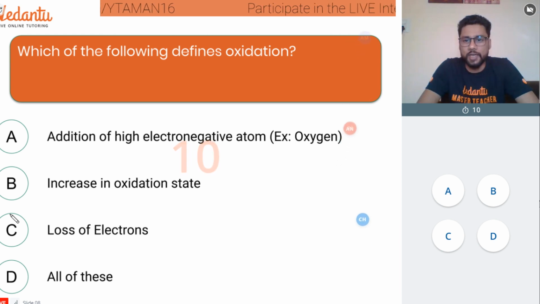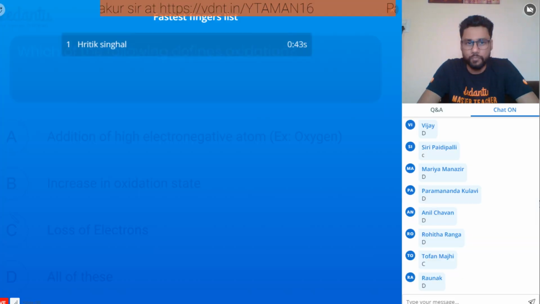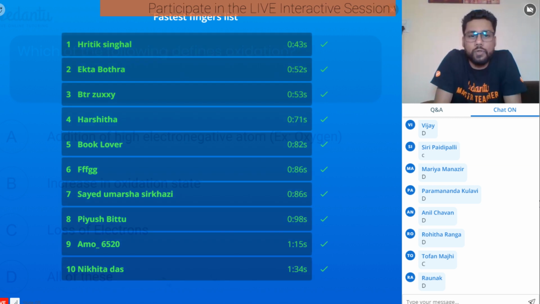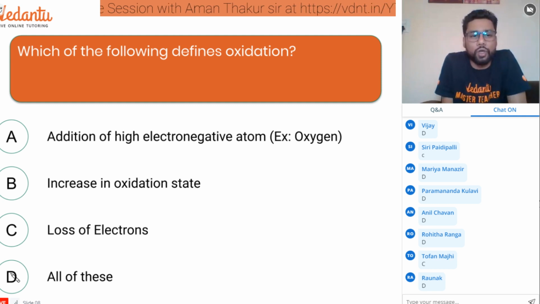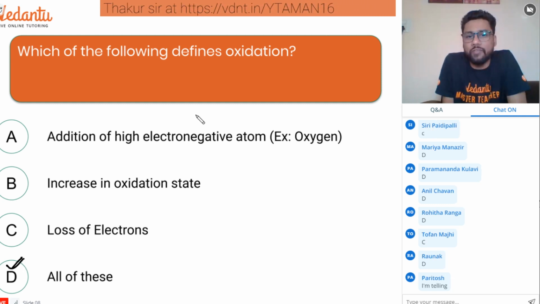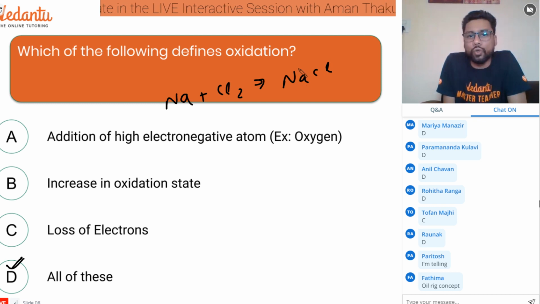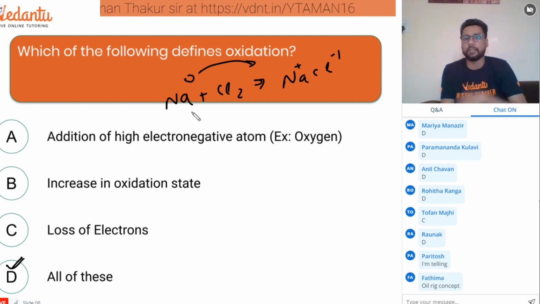Okay, last 10 seconds. 10 on 10, that's very good. 75%, that's very good. The answer is all of these. Addition of an electronegative element is also oxidation. Suppose you have sodium and you add chlorine to sodium, you get sodium chloride. In this, sodium is plus and chlorine is minus, so sodium is oxidized from 0 to +1. So even that is a definition; this is the first definition.